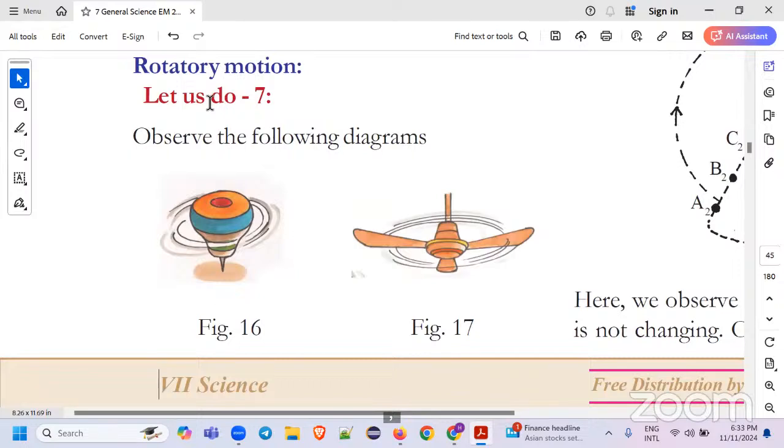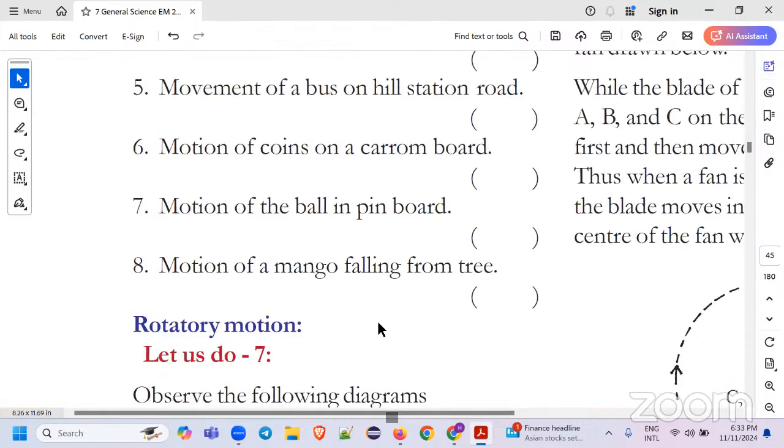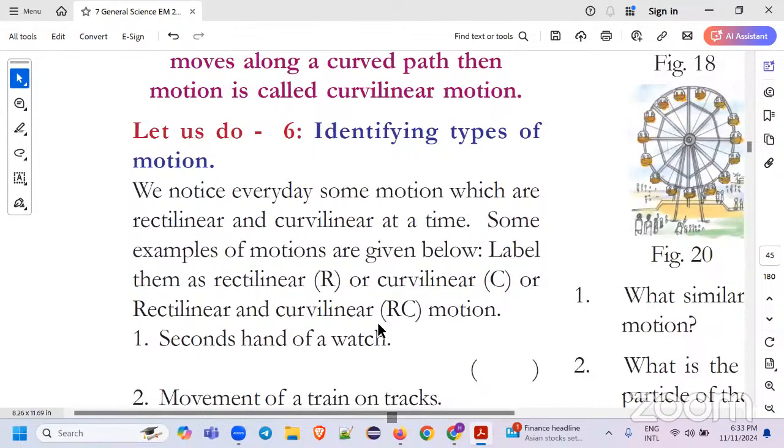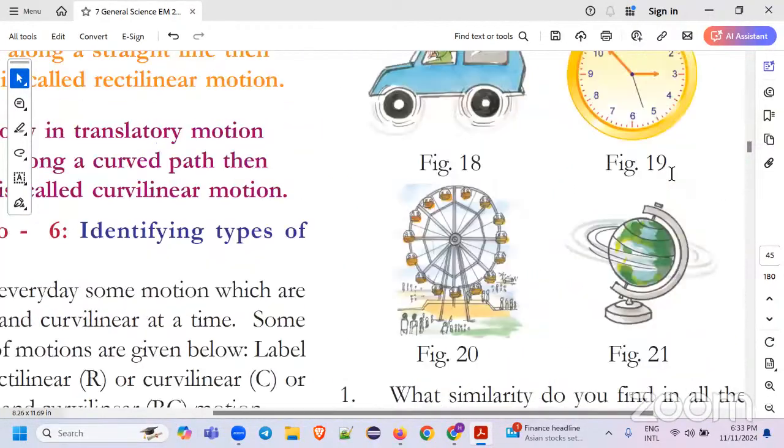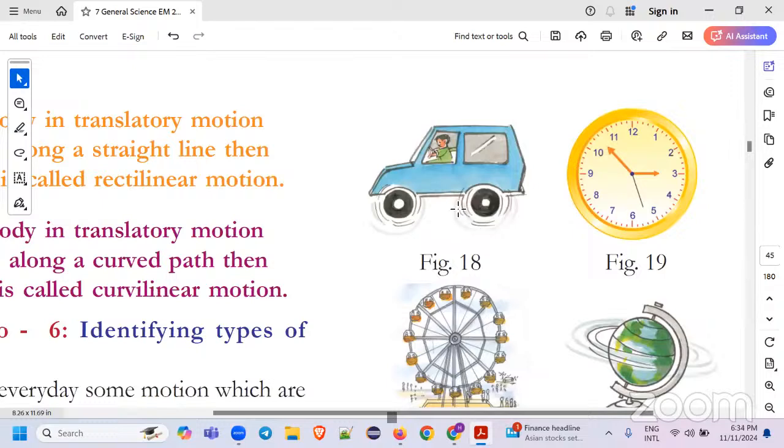So now next, rotatory motion. What is here? You can see the example of a top and also a fan. You can see the figures: fan and top, even a giant wheel, and a globe and a clock, wheels of the car. See, so many examples.